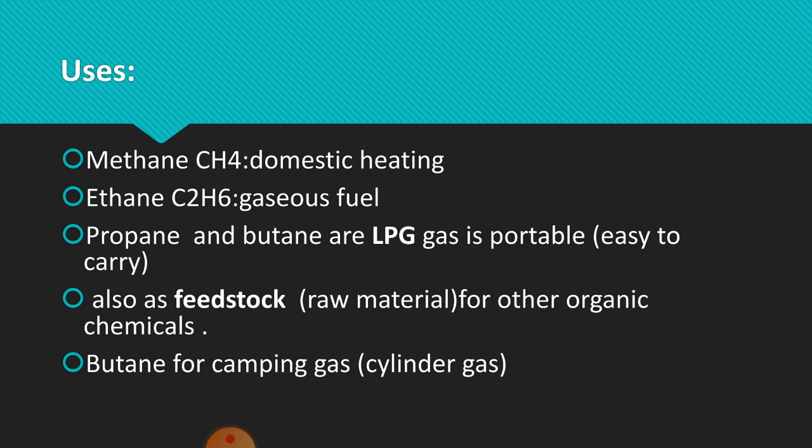85% of natural gas is composed of methane gas. Ethane also participates in natural gas. Where there is a larger composition of propane and butane, these can be used as LPG, liquid petroleum gas, which is portable. Portable means easy to carry, and this fraction is also used as a feedstock. Feedstock means the raw material for other organic compounds. For example, we can prepare urea by using the raw material methane.